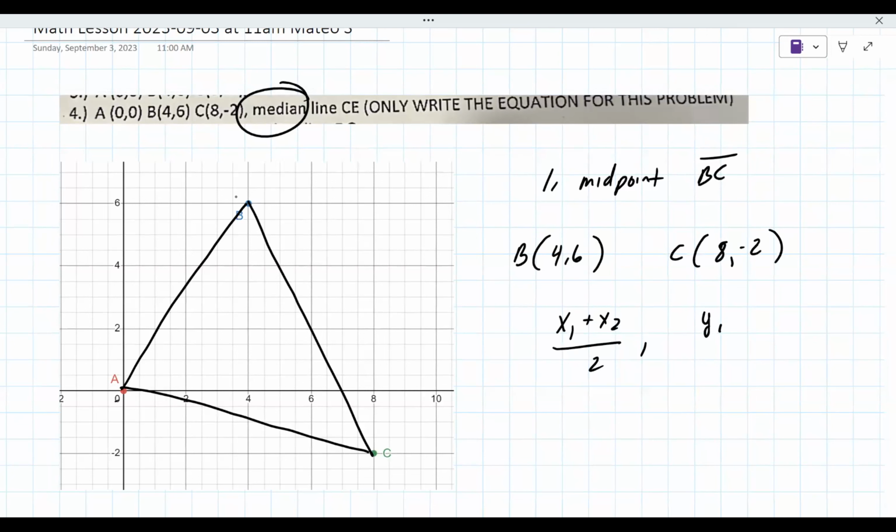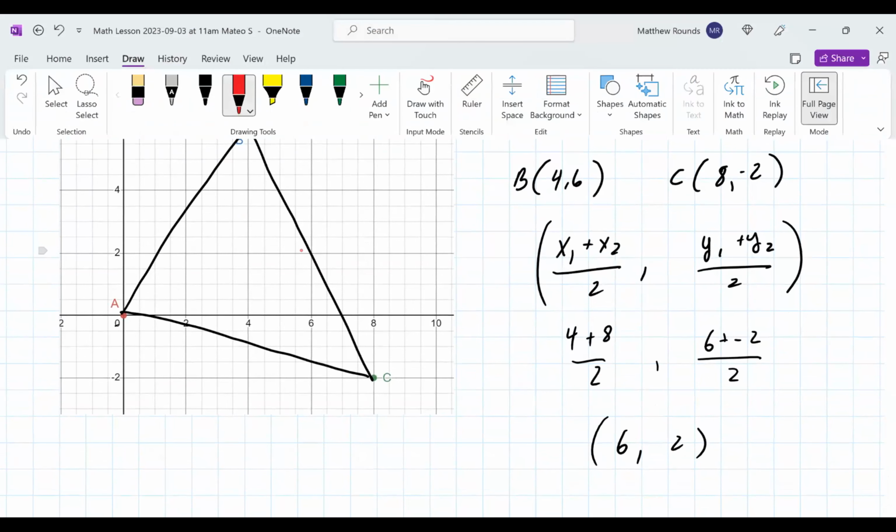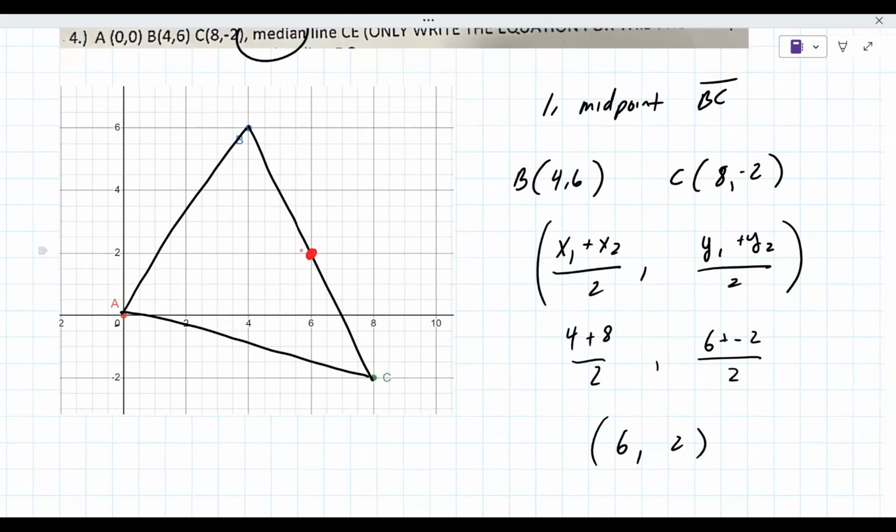Okay, I'm writing it down here. Yeah, I know it. I'll do it. Is it 6, 3? No, sorry, 6, 2. It is 6, 2. It's 4 plus 8 divided by 2. 6 plus -2 divided by 2, which is 4 over 2. Should be 6, 2. Oh yeah, okay, I got it. My bad. All right.